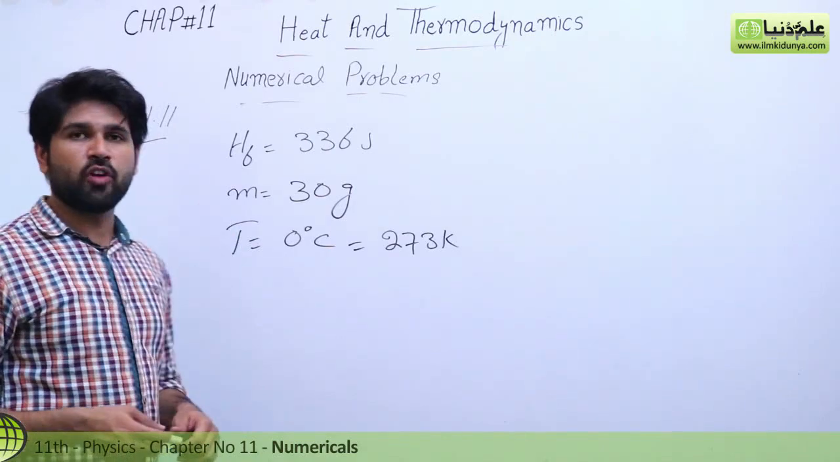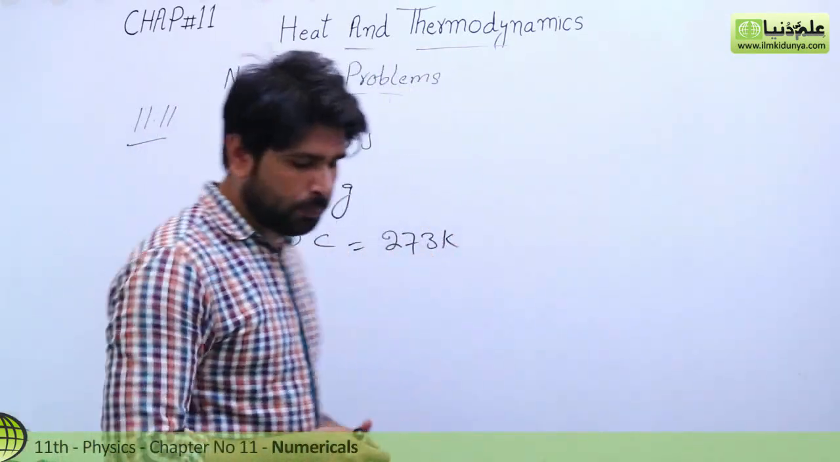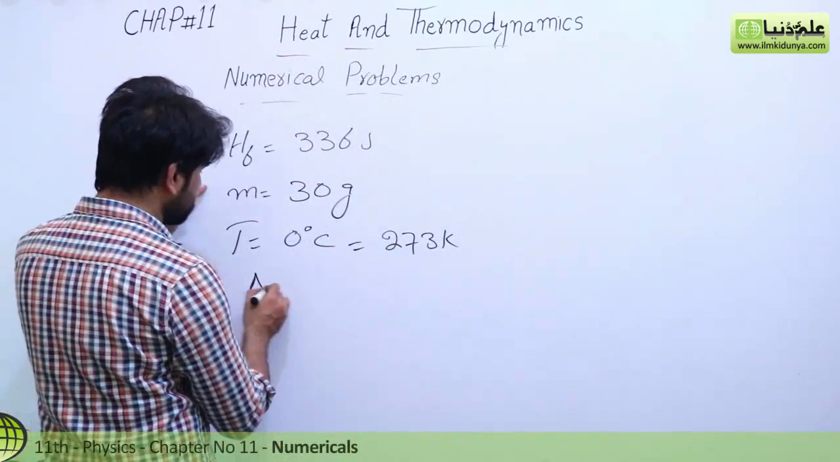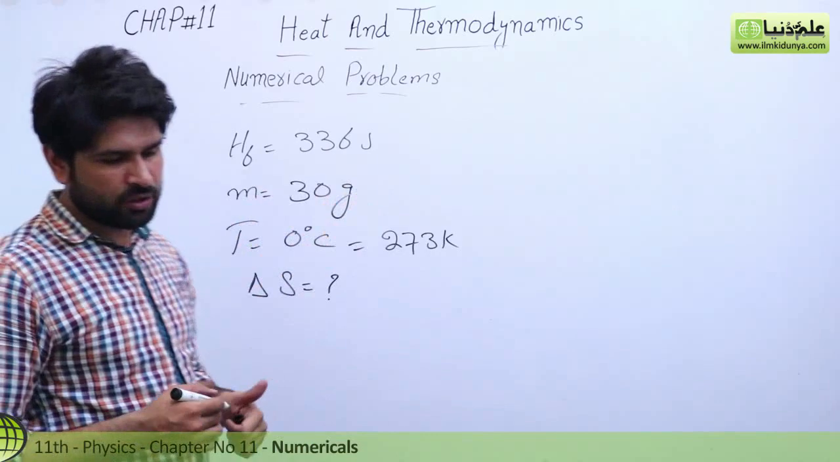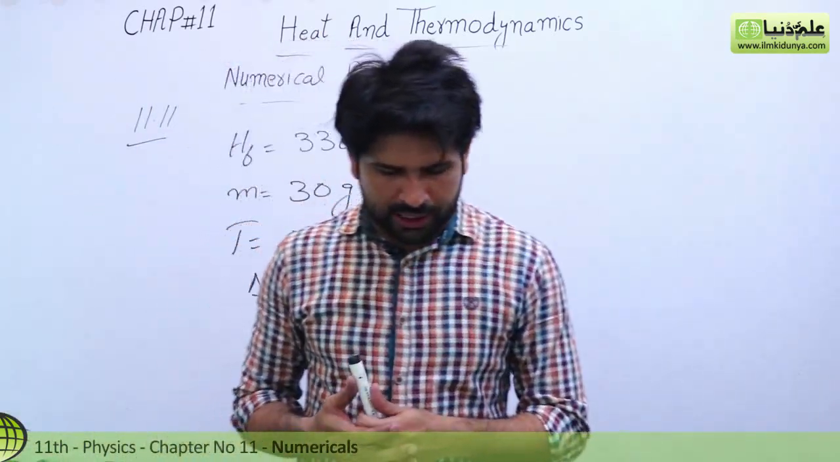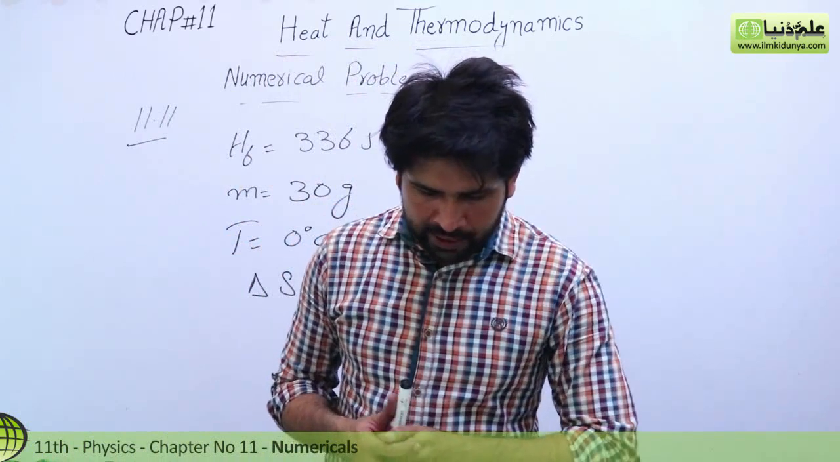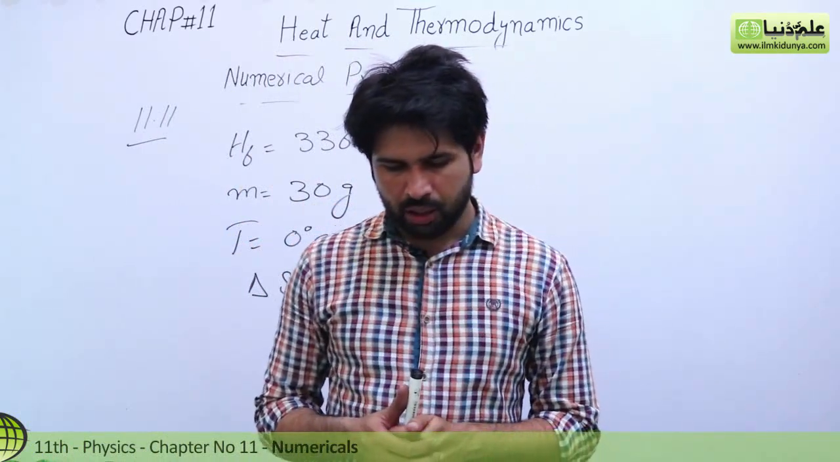We have given the mass of water, 30 gram. We will have to find out the change in entropy to convert this mass of 30 gram into ice at 0 degree Celsius by a refrigerator. So let's find out what will happen. Okay students, you can see what will happen.